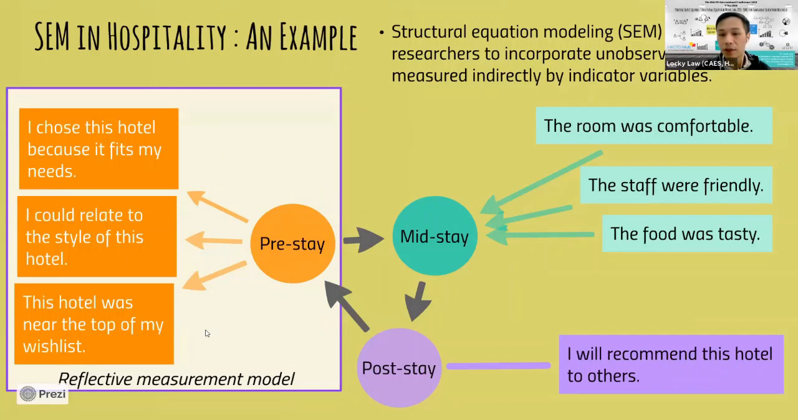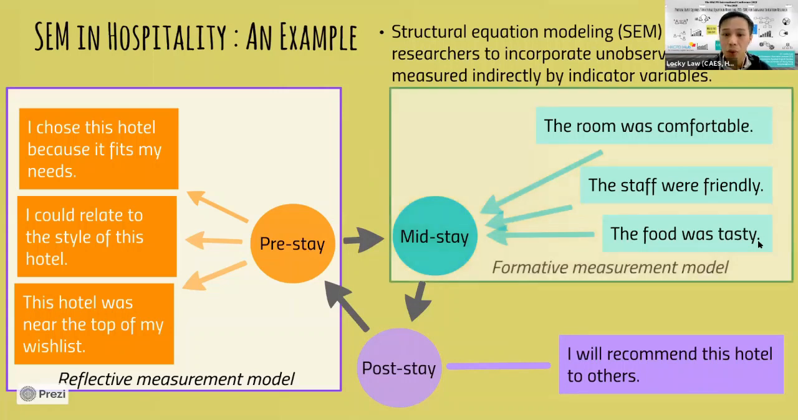Okay, and if you look at the right side, we have another set of statements: the room was comfortable, the staff were friendly, the food was tasty. Now this is a different set. Essentially, these are elements that add up, instead of repeating the same statement again in different ways. So these are elements that add up to what we call the formative measurement model.